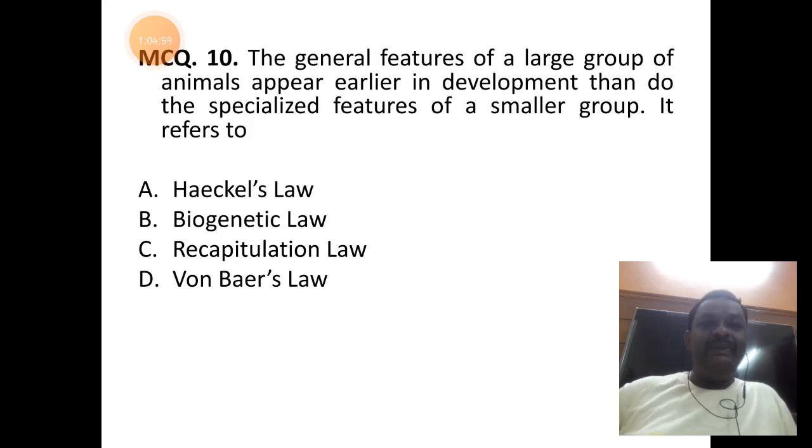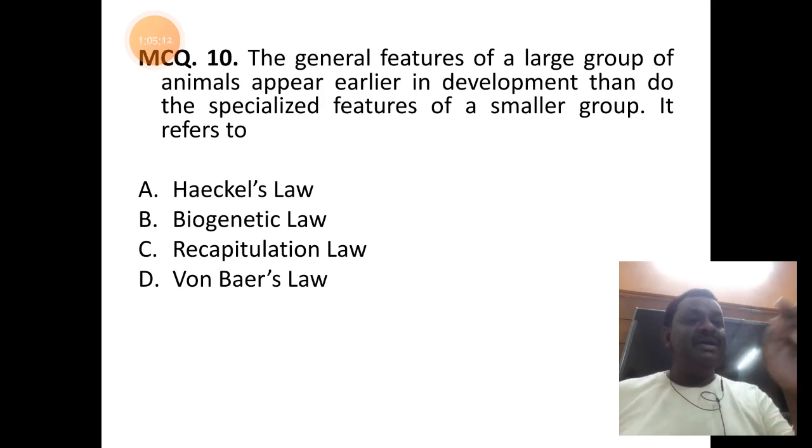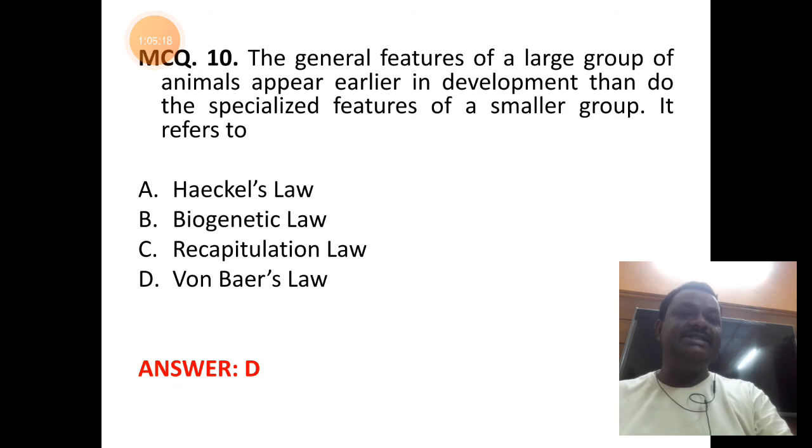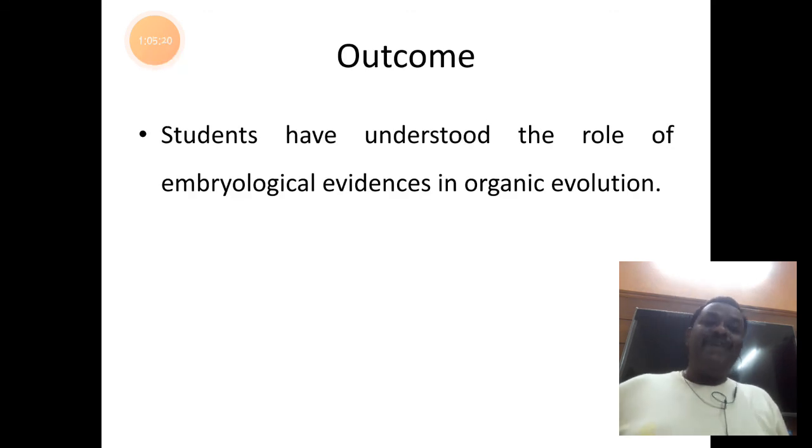The last one. The general features of a large group of animals appear earlier in development than the special features of a smaller group. What does it refer to? It refers to Von Baer's law, because Von Baer's law itself states the same in its first postulate. So the answer is D. Well, students, what's the outcome that we have studied? We have understood the role of embryological evidences in organic evolution.